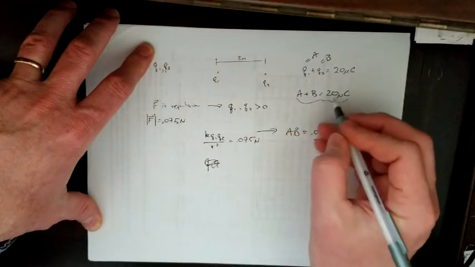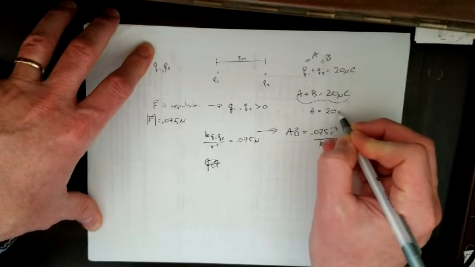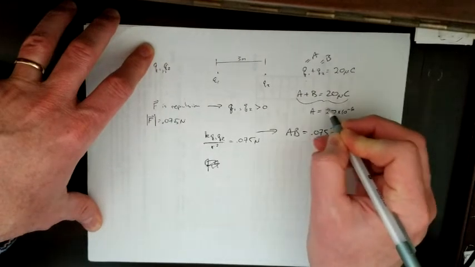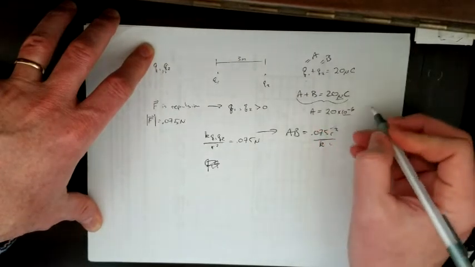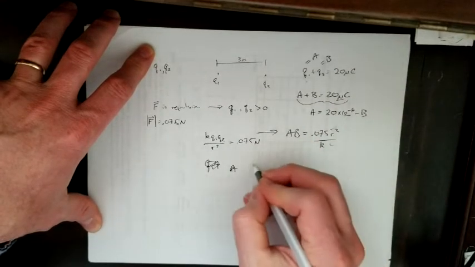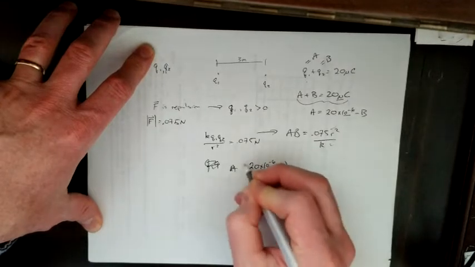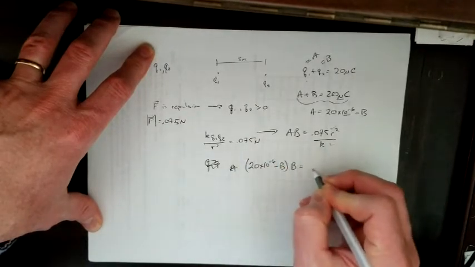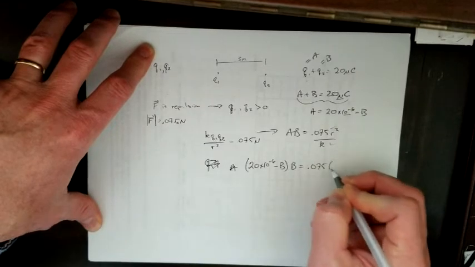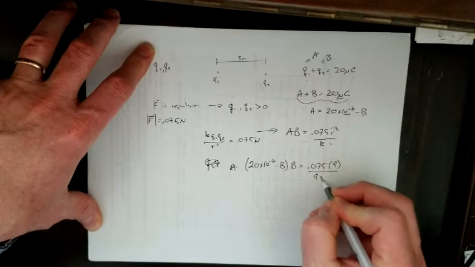And what I'm going to do is solve for one of these. Doesn't really matter which one. A is equal to 20 times 10 to the negative 6th, that's the micro part, minus B. Plug that into here. A, which is 20 times 10 to the negative 6th minus B, times B is equal to 0.075 times 3 squared, divided by 9 times 10 to the 9th.